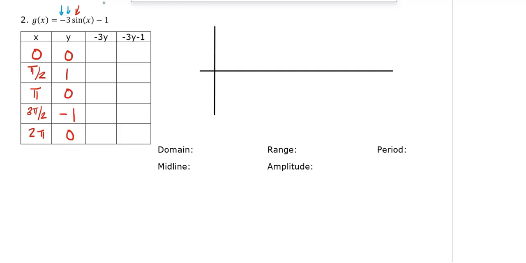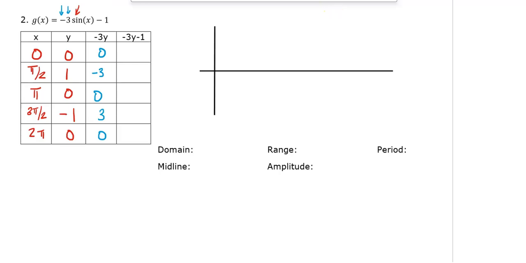So let's go ahead and do exactly that. That's what this negative 3y is for. It's saying I'm taking this y value and multiplying it by the negative 3, because that's what that a value is in front. So 0 times negative 3 is still 0. 1 times -3 is -3. This one's still 0. And then this one's going to become 3. And this one's still 0. So you can see what was positive becomes negative, and what was negative becomes positive.